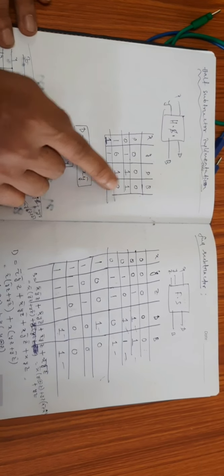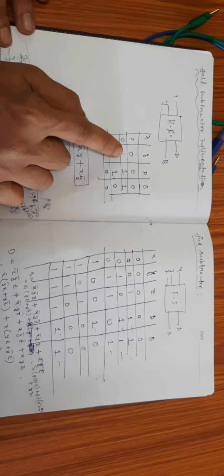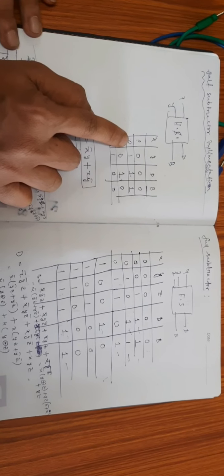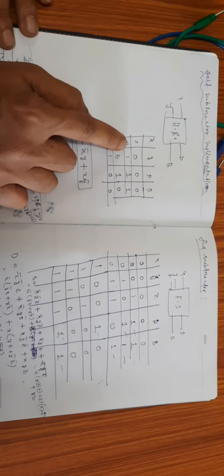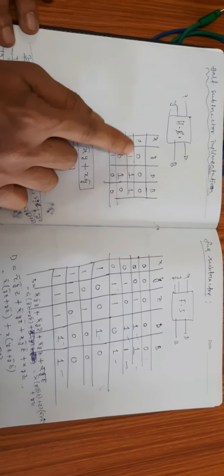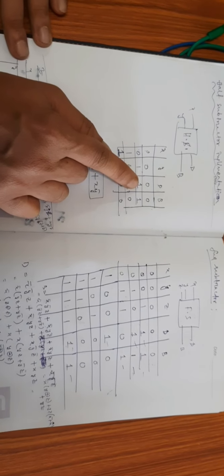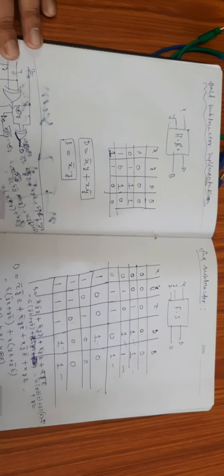You are only taking a borrow when you are subtracting 0 minus 1. That means when you subtract a bigger number from a smaller number, and in that case only you will take a borrow. That's why the borrow bit is 1 here. And the difference between 0 and 1 is 1, that's why you write difference bit 1. So this is the half subtractor truth table.